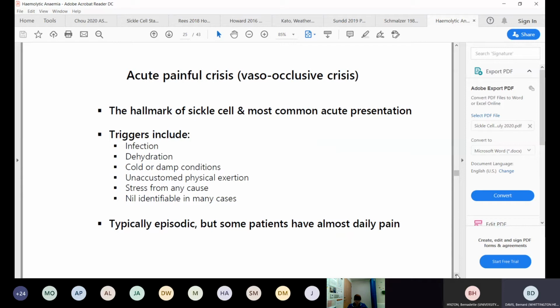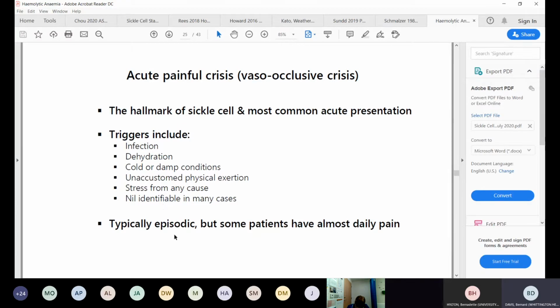So let's go on to the painful crisis. Now, it's the most common presentation that you come across. And there are many things which can trigger a crisis. I've put them there. So things like infection, dehydration, exposure to cold or wet conditions, unaccustomed physical exertion. One of the most important triggers is stress. And as I said, stress from any cause can, by some unknown mechanism, trigger a crisis. But many of your patients will come in without any identifiable trigger. They just sickle for no apparent reason.